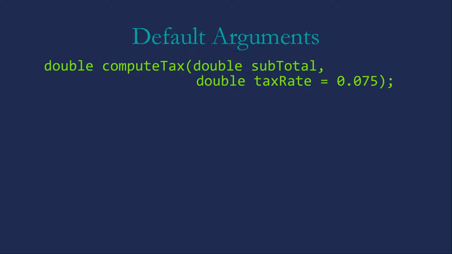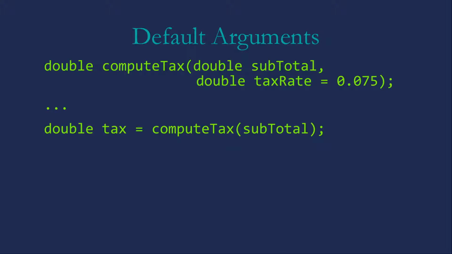So here we have a default tax rate of 7.5%. When we want to use that rate, we don't need to provide the parameter. We can just give it the subtotal. It will use the tax rate as the 7.5% that we specified in the default. On the other hand, if I want to use a different value for some reason, I can still pass the parameter with the value I actually need.